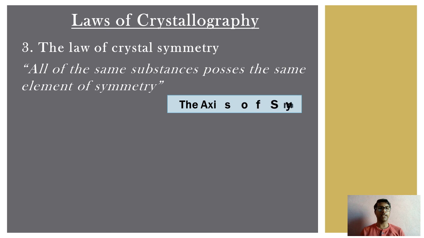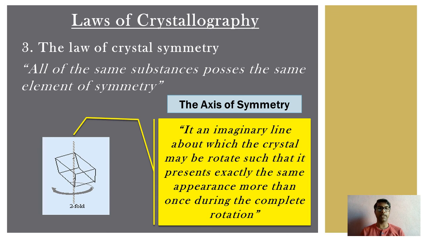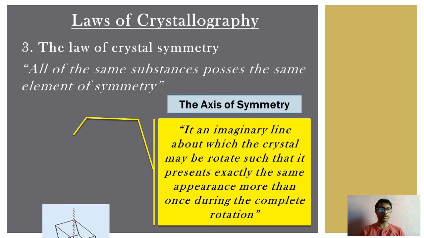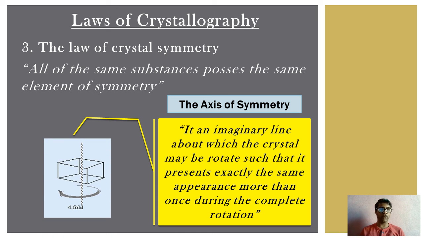The second crystal symmetry is the axis of symmetry. It is an imaginary line about which the crystal may be rotated such that it presents exactly the same appearance more than once during the complete rotation. This is the two-fold axis of symmetry. This is three-fold axis of symmetry. This is four-fold axis of symmetry.